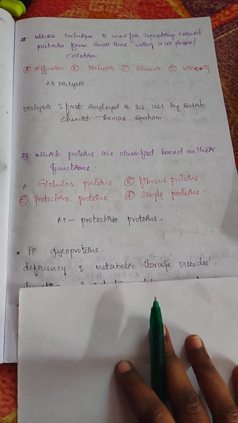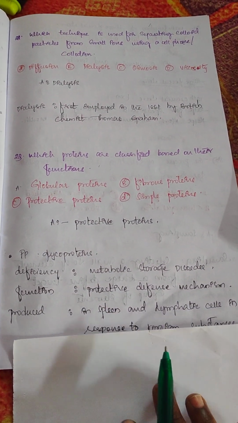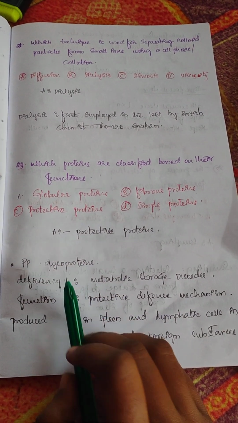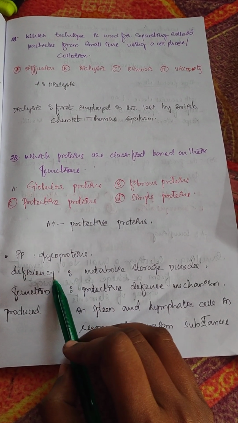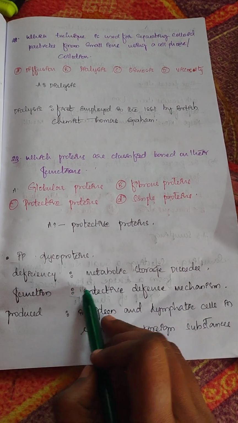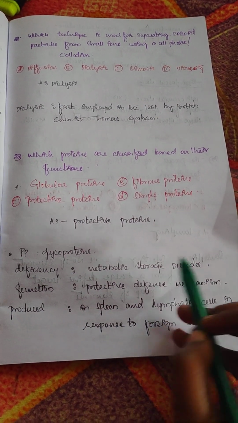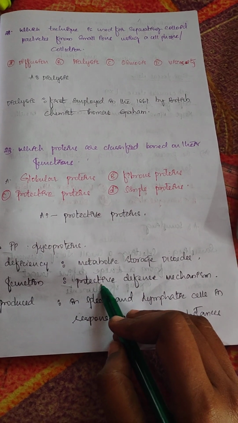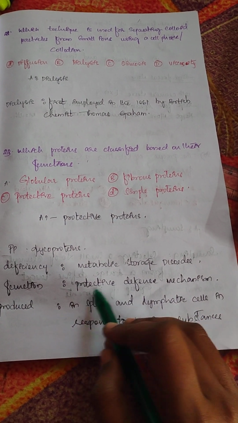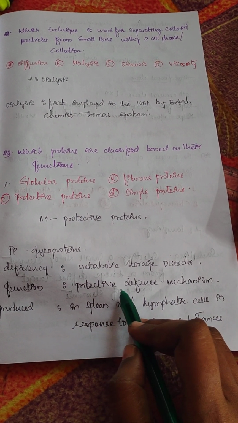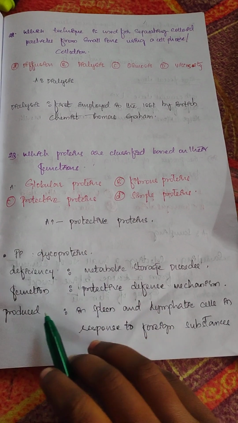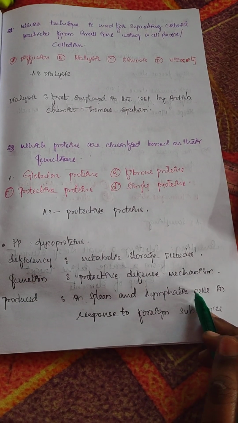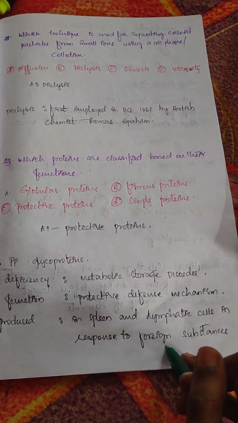Some important points you can see also. Protective proteins we can call glycoproteins, and deficiency of these protective proteins causes metabolic storage disorder. The function of these protective proteins is that they act as a defense mechanism, and not only that, they are produced in the spleen and lymphatic cells in response to foreign substances.